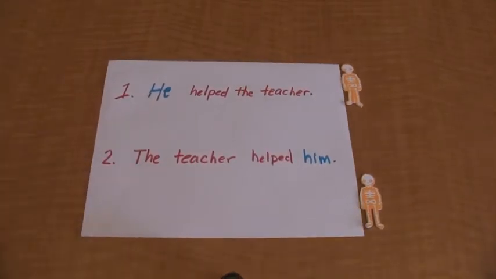In these two sentences, he and him refer to the same person. They're really the same word, but their form is different depending on their grammatical function in each sentence. In one, we use he because the word is the subject of the verb. In two, we use him because the word is the object of the verb.